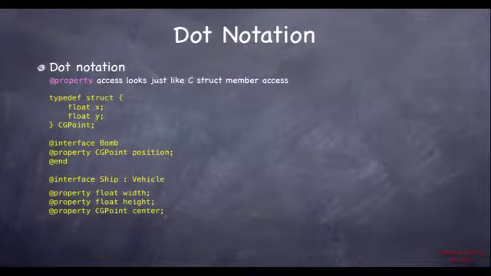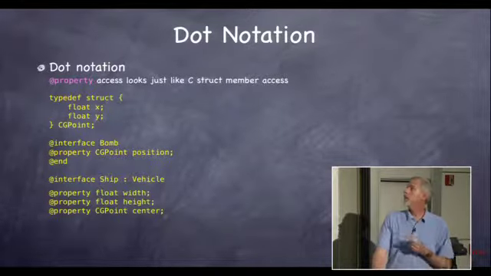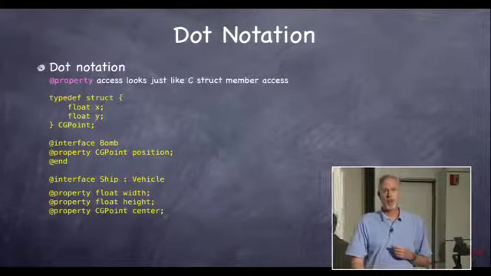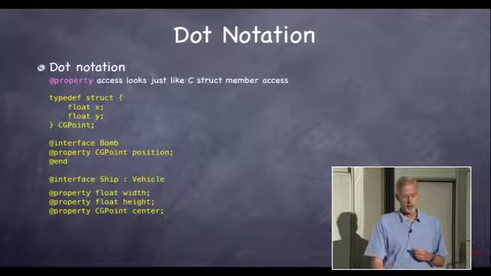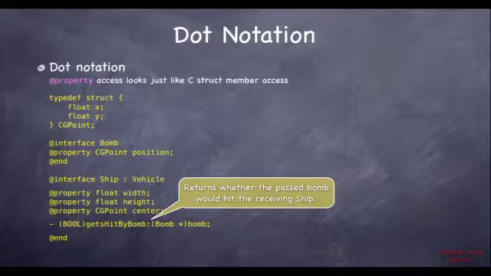Okay, so my little example here is I've created a couple of classes. One called Bomb, which has a property which is a C struct. And yes, you can have properties that are C structs. And notice it's not a pointer to a C struct, it is actually a C struct. And then I have another class, Ship, which has three properties, a width and a height, so it's a rectangular ship, and it's got a center point.